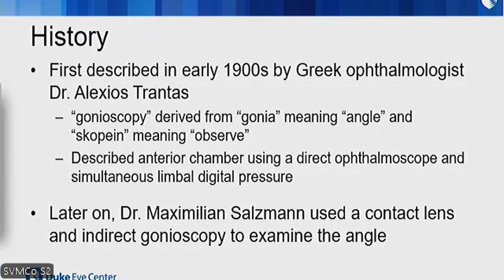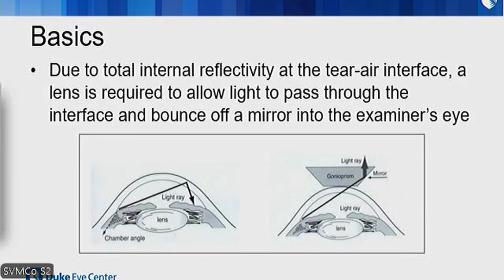The two fathers of gonioscopy were Dr. Trantas and Dr. Salzman. Dr. Trantas used a direct ophthalmoscope and simultaneous limbal digital pressure. The word gonioscopy is derived from gonia, meaning angle, and scopian, meaning observe.